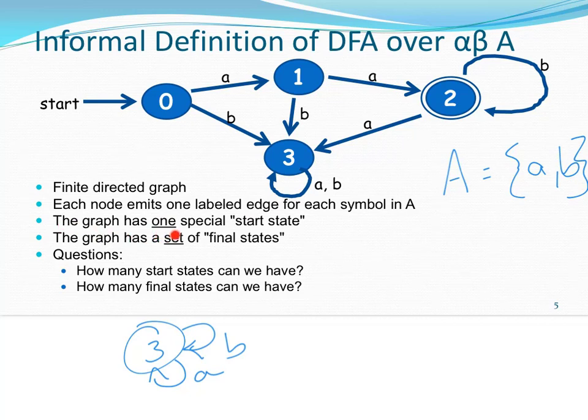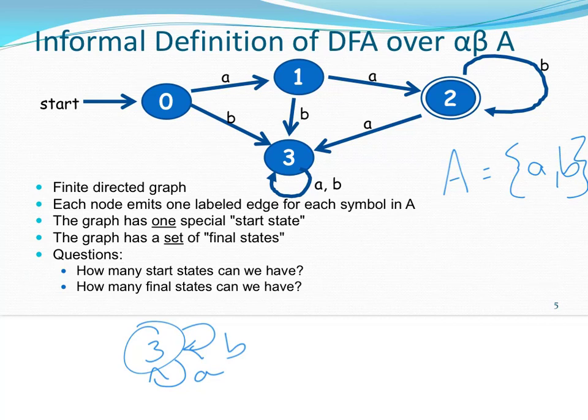The graph has exactly one special state called the start state, and that we know is just wherever the start arrow points at. The graph has a set of final states. So in the example that we have here, there's only one final state, only one state that has the double circle. But this informal definition says that we can have a set of final states.